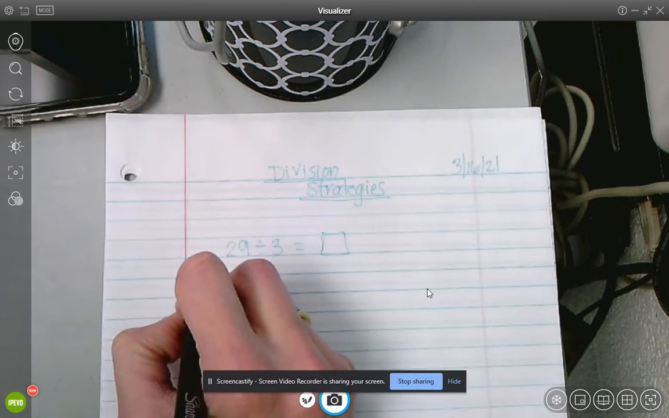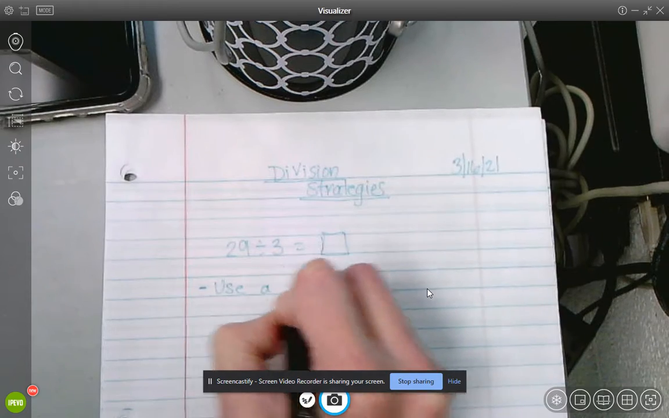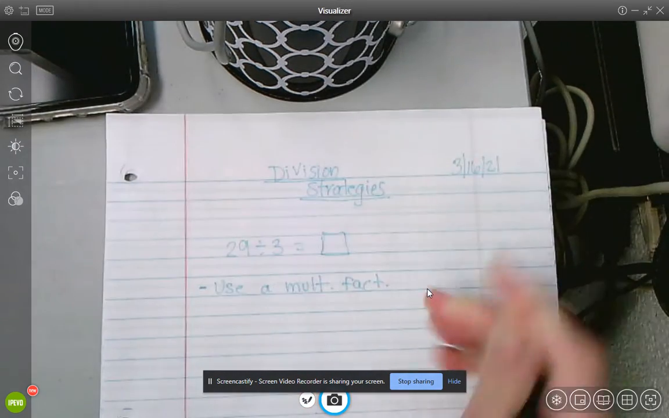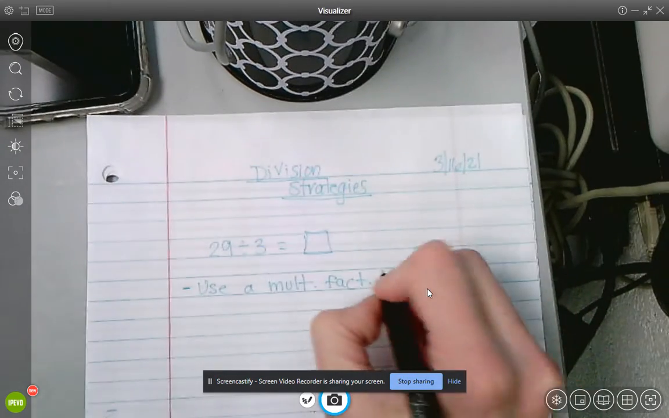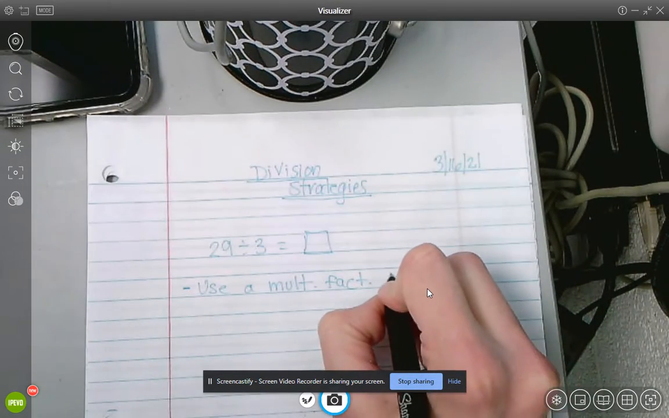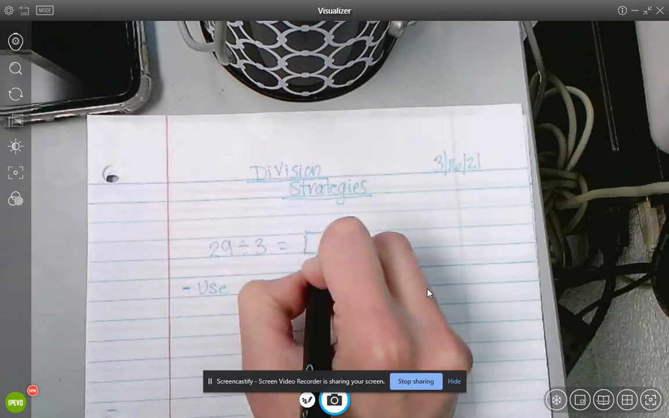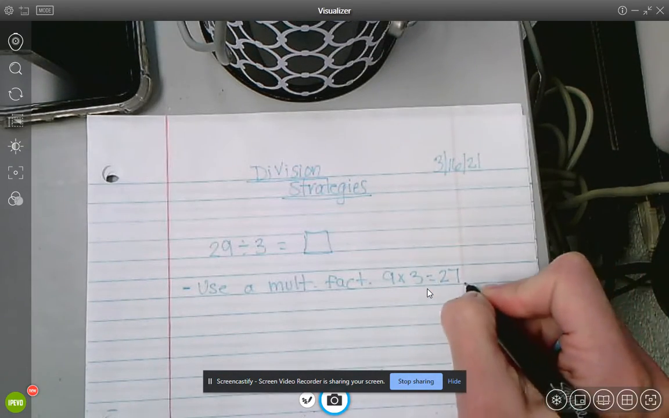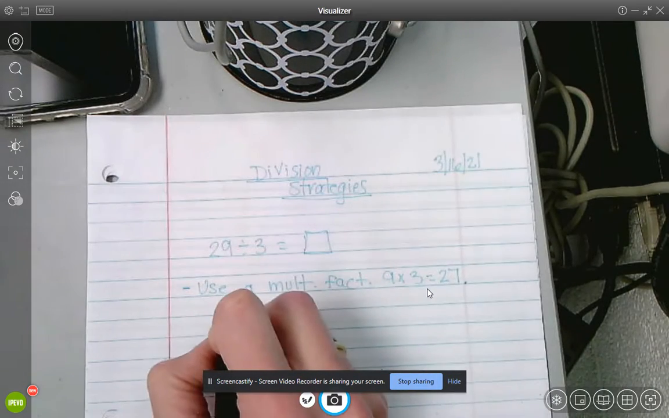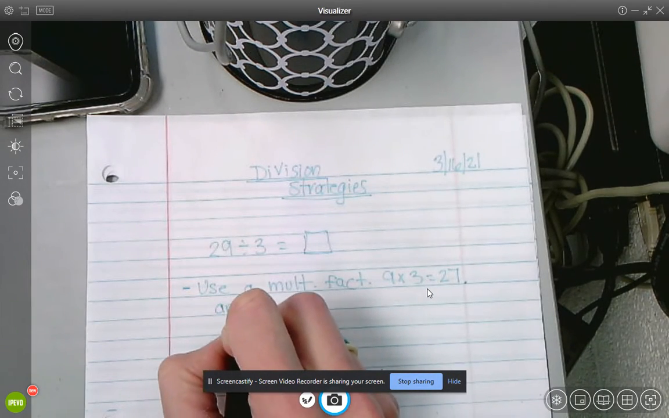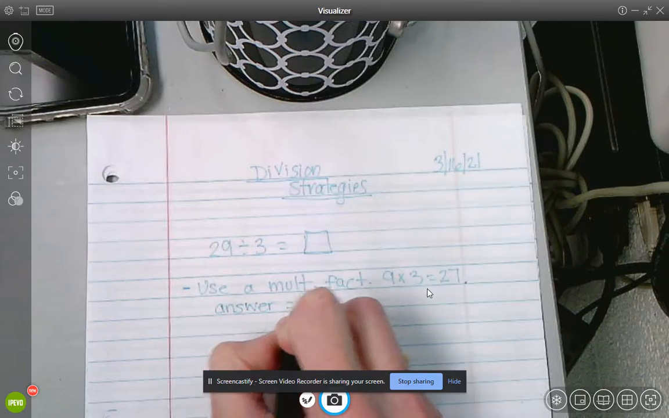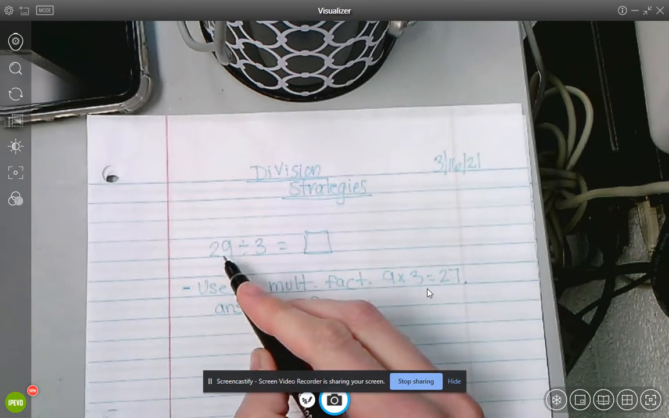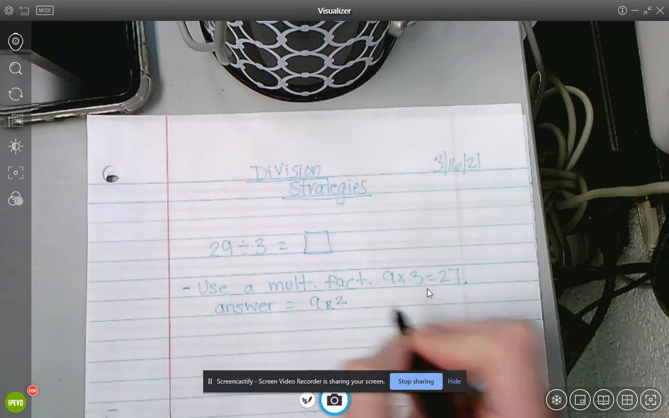So you can use a multiplication fact to guide you. We know that 9 times 3, we're going to go backwards here, equals 27. So we'll know that the answer is 9 with a remainder of 2, because the difference between 29 and 27 is 2.